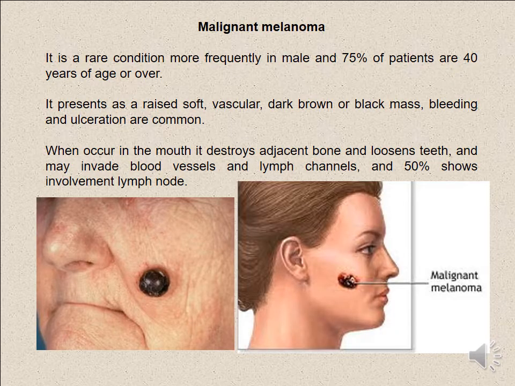Now we go to the other type of malignancy, malignant melanoma. Malignant melanoma is a rare condition, more frequent in males, and about 75% of patients are 40 years of age or over. It presents as a raised, soft, vascular, dark brown or black mass; bleeding and ulceration are common. When it occurs in the mouth, it destroys adjacent bone and loosens teeth and may invade blood vessels and lymph channels, and about 50% show lymph node involvement.